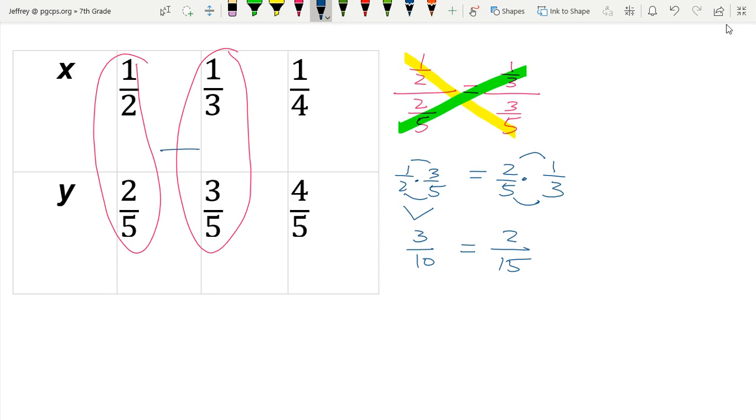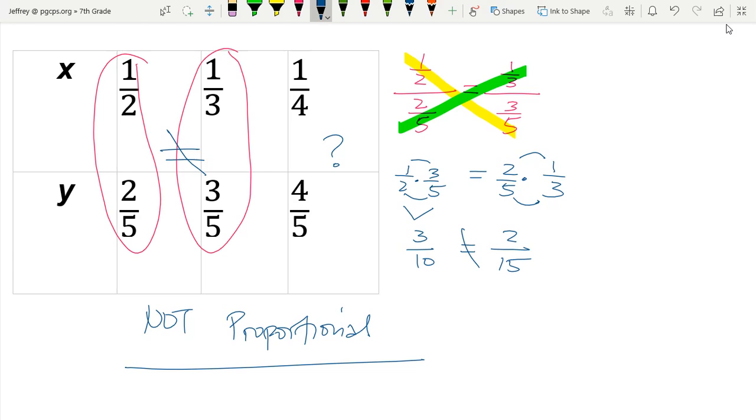So just comparing these two ratios, we already know that they're not equivalent. So they do not form a proportion. You don't need to go and do the third one, because we already know even the first two columns are not equal. So they are not proportional. Saves you time.